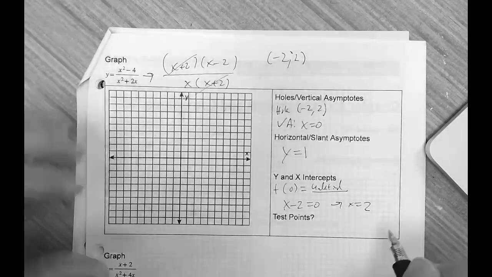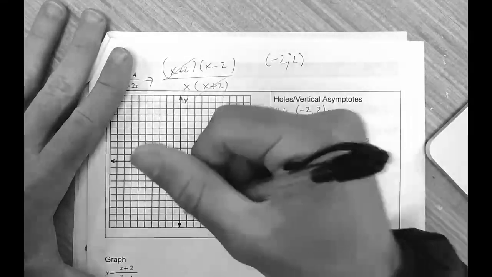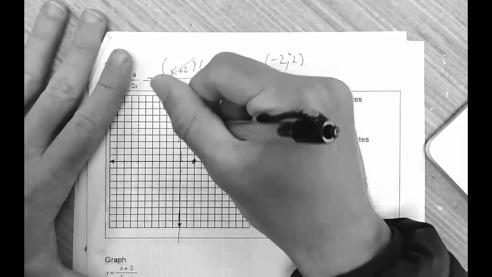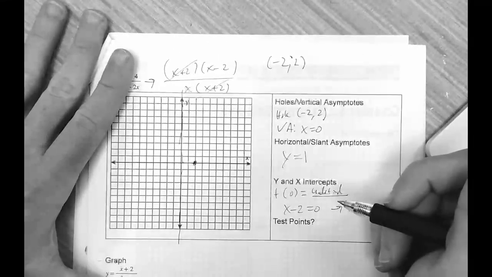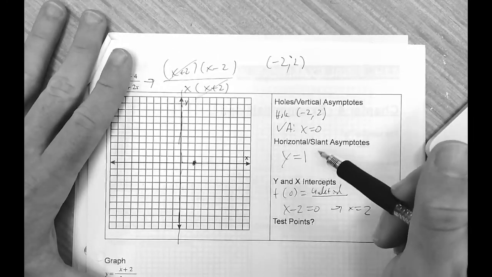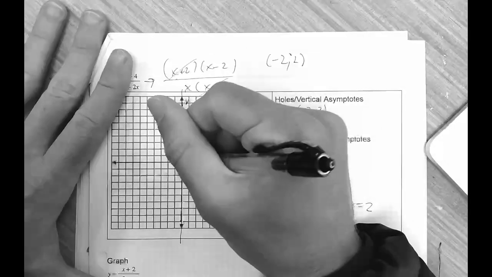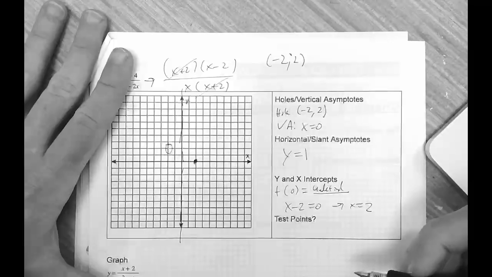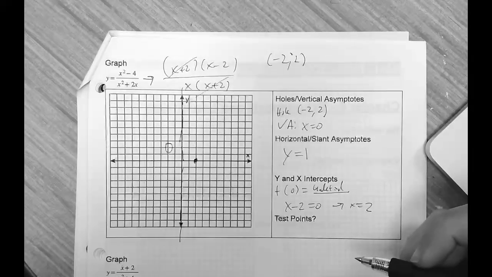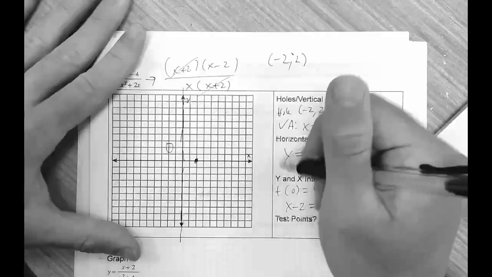So let's sketch. Vertical asymptote right here at x equals 0, going up. Hole at negative 2, 2. So 1, 2, 1, 2. Open hole there. That's what I've got right now. Oh, and then the horizontal asymptote is y equals 1.